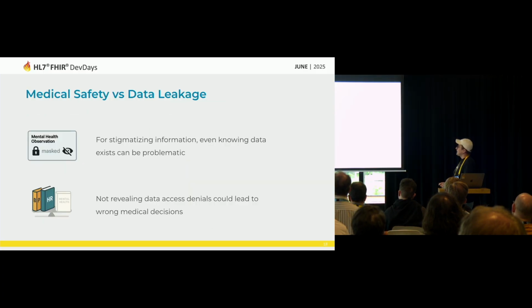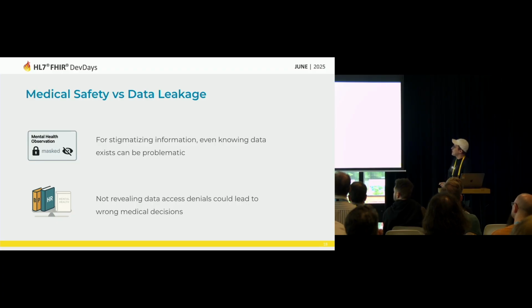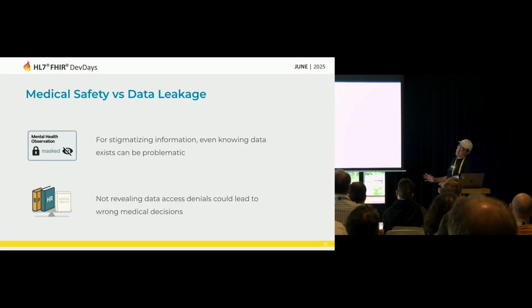And another much bigger problem, in my opinion, is that the disclosure of data absence can be a data leak itself. So when we return the data absent reason extension instead of the real value in the field, we kind of tell the user there is something that you cannot see. And for stigmatizing information, like mental health information or substance abuse, even knowing data exists can be problematic.